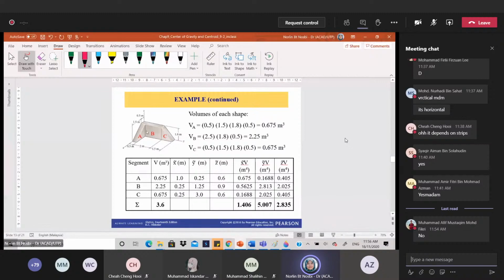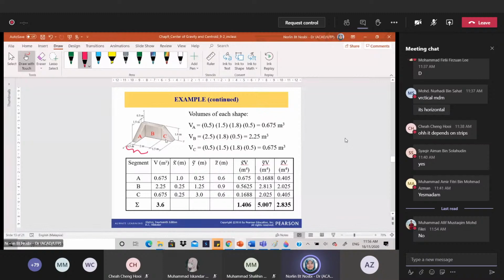You need to find the volume for this rectangle. For B is 2.5. Okay, the length is 2.5 from here until here, times the height, that is 1.8, and then the thickness is 0.5. So you get 2.25 meter cube. So to 2.25, you just fill in back in the column.